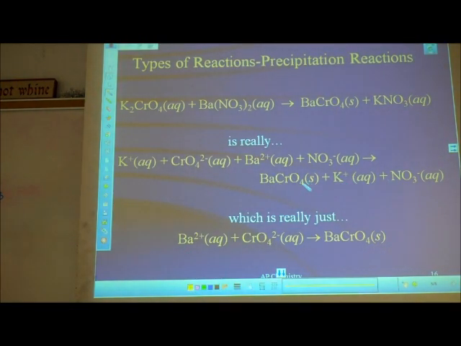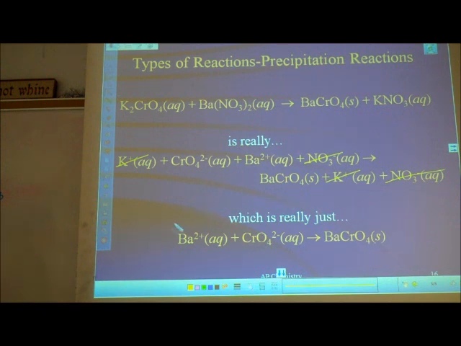What do you see? And again, I apologize, it's not all on one line. What can I cancel out here? All right, K plus. What else? NO3. Anything else? No? Okay. When you cancel those things out, this is what you're left with. And ladies and gentlemen, this is what is called a net ionic equation.